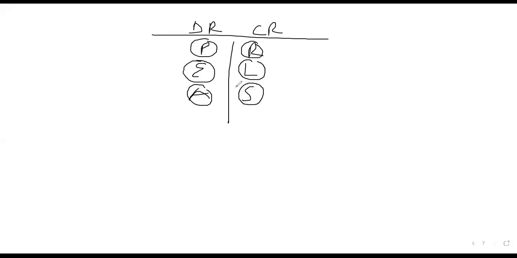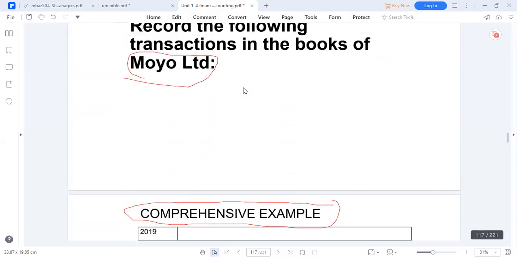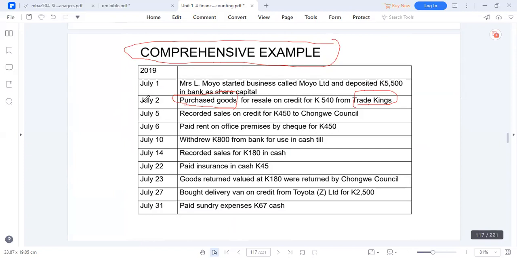In accounting, we don't minus. The opposite transaction will reduce the particular transaction at hand. For instance, the opposite of purchases is sales, or the opposite of sales is sales returns. So we put it on the other side. I just want us to identify the elements that are there quickly before we go into posting. So I want you to participate. Which two accounts are there? Let's look at January 2. Purchase goods for resale on credit from Trade Kings. Can you identify the two accounts that are there?